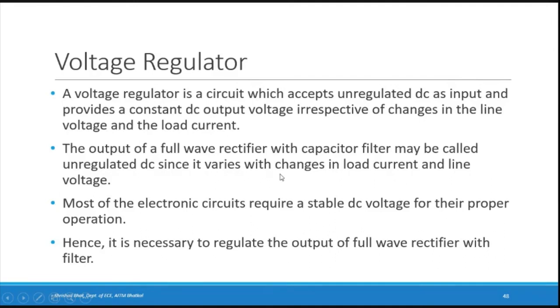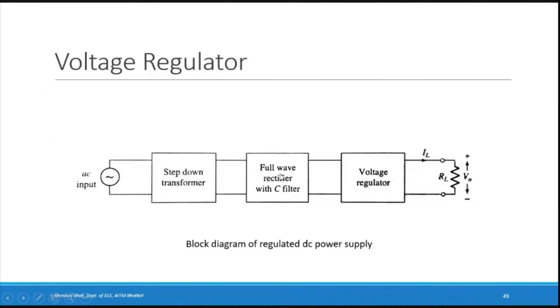The appliances or devices which require a DC source expect a constant voltage as the input, right? That's why it is necessary to regulate the output of the full wave rectifier with filter. So where does this regulator come in? It comes after the full wave rectifier with a filter, where you are going to regulate it.